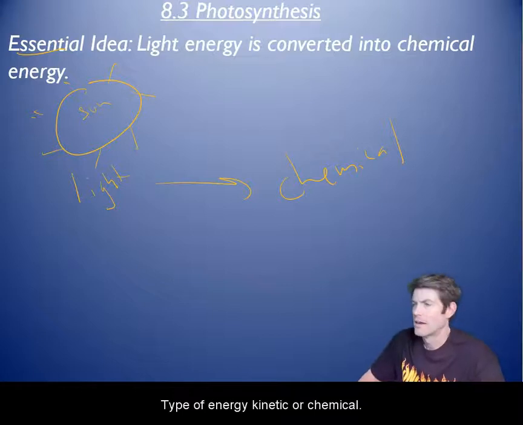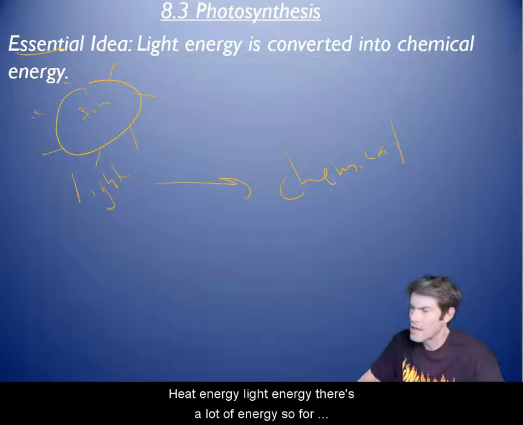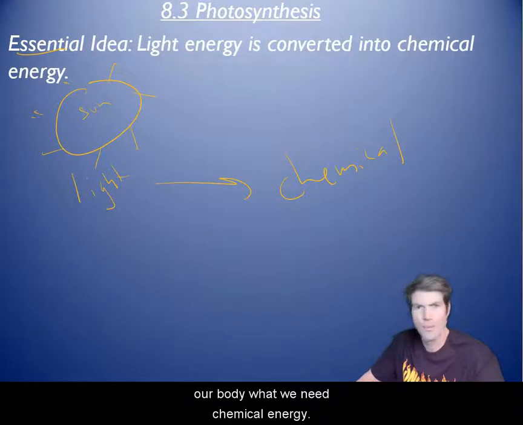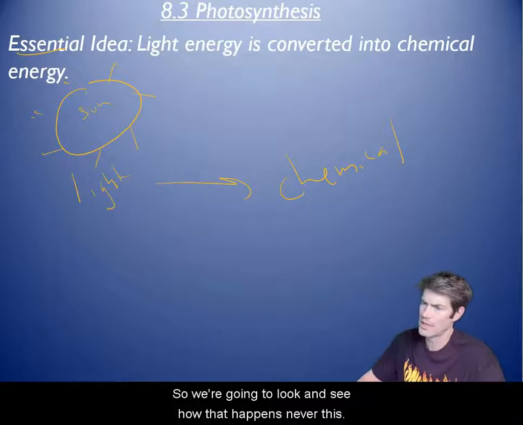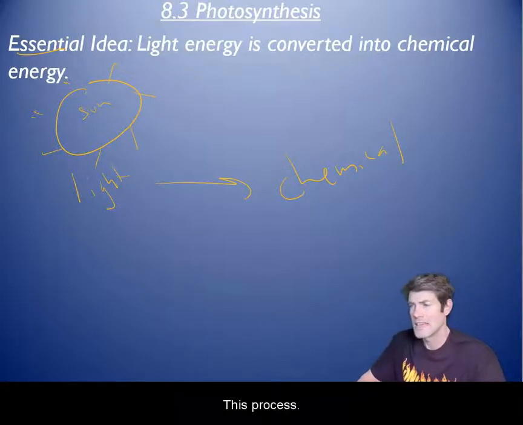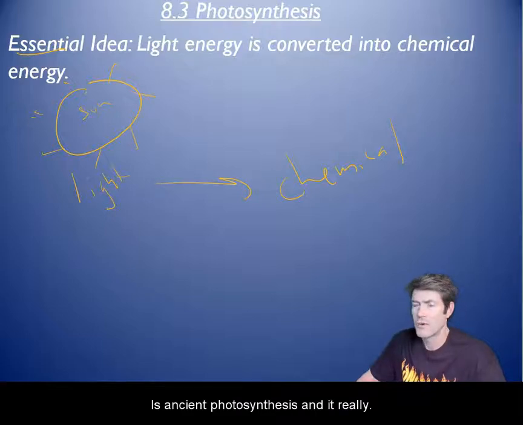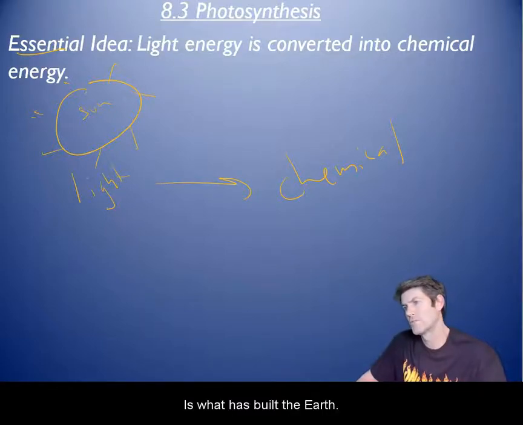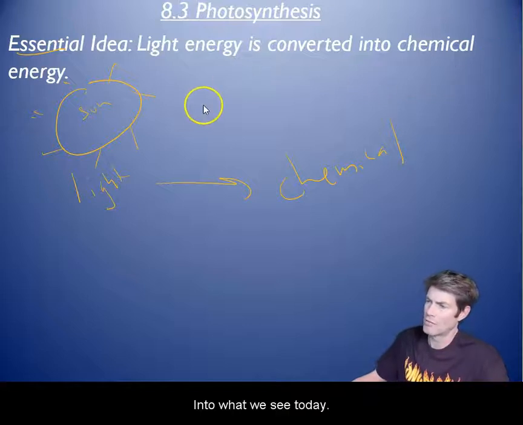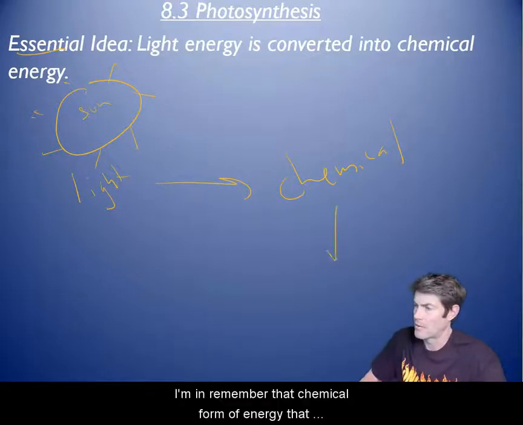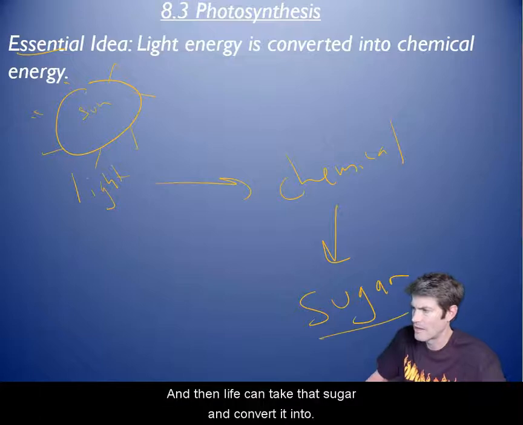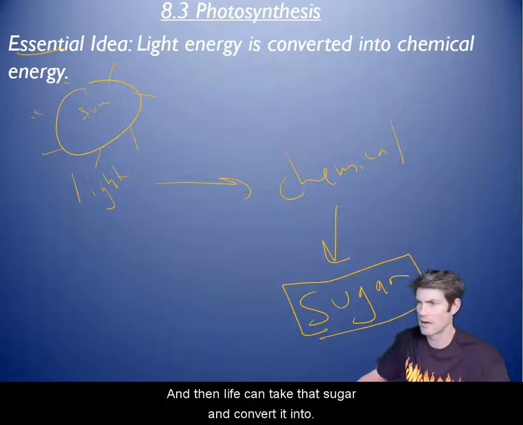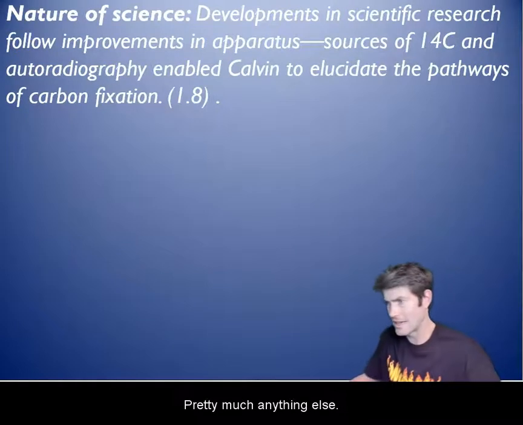Remember, kinetic, chemical, heat energy, light energy. There's a lot of energies. So for our body, what we need, chemical energy, what life needs. So we're going to look and see how that happens. Remember, this process is ancient photosynthesis, and it really is what has built the earth into what we see today. And remember, the chemical form of energy that we see is a type of sugar. And then life can take that sugar and convert it into pretty much anything else.